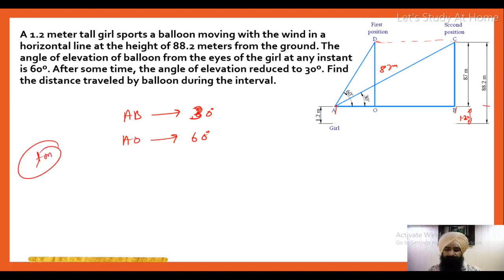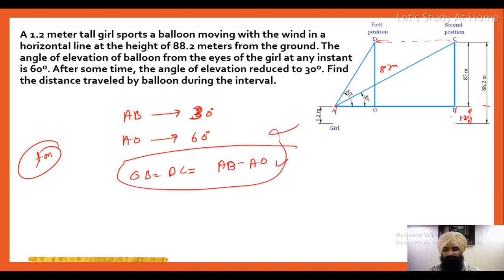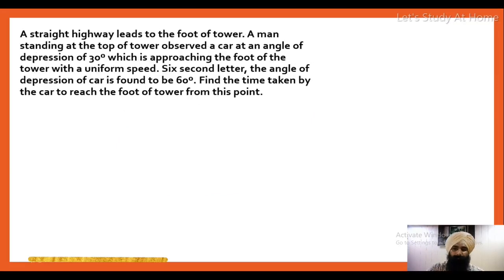And then to find the distance covered by the balloon during the interval, whether D to C or O to B, it is the same thing. So OB is equal to DC. Both are the same. So OB is equal to AB minus AO. Do this.